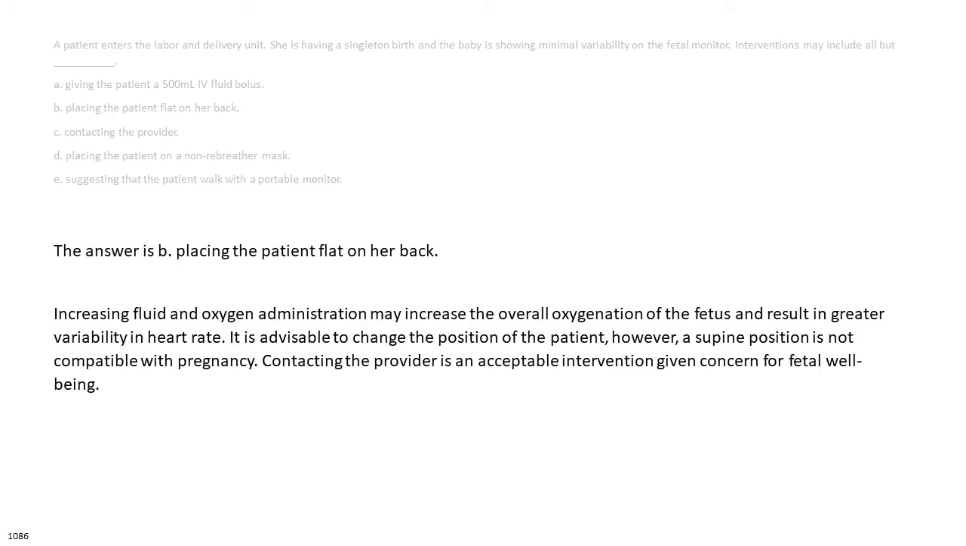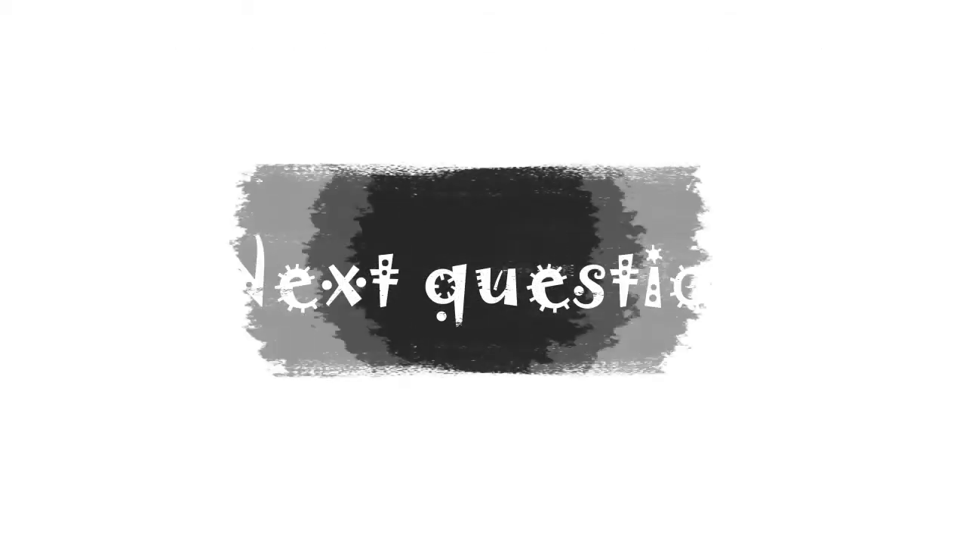The answer is B. Placing the patient flat on her back. Increasing fluid and oxygen administration may increase the overall oxygenation of the fetus and result in greater variability in heart rate. It is advisable to change the position of the patient, however, a supine position is not compatible with pregnancy. Contacting the provider is an acceptable intervention given concern for fetal well-being.